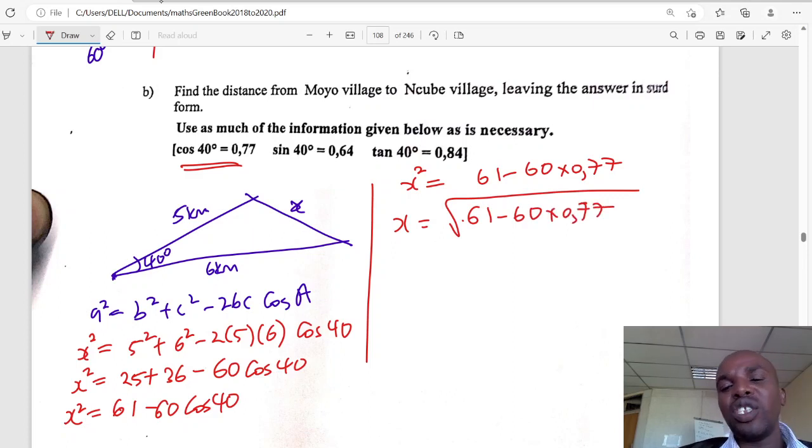So 60 times 0.77, what do you get? Let's multiply it. So you can say 60 times 0.77.